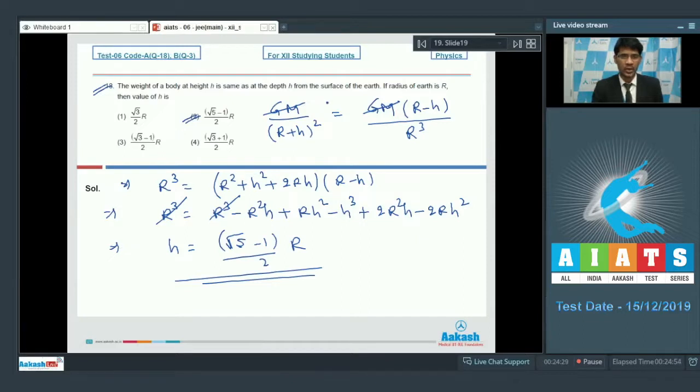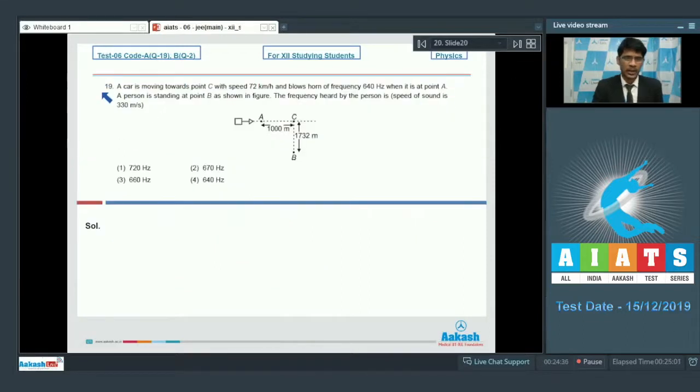Now we shall proceed to question number 19. In question number 19, a car is moving towards point C with a speed 72 km per hour and blows a horn of frequency 640 Hz when it is at point A here. A person is standing at point B as shown in the figure. The frequency heard by the person is, speed of sound is 330 meter per second. We need to find the frequency heard by this person.